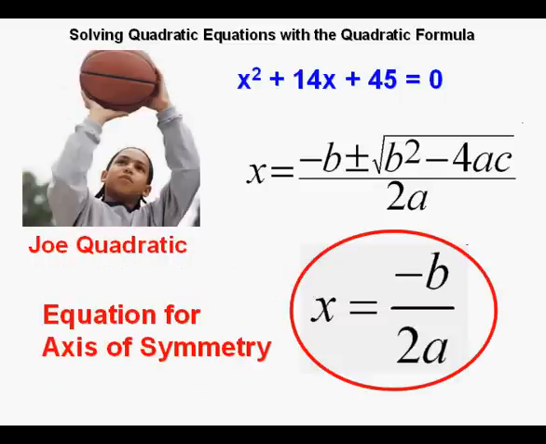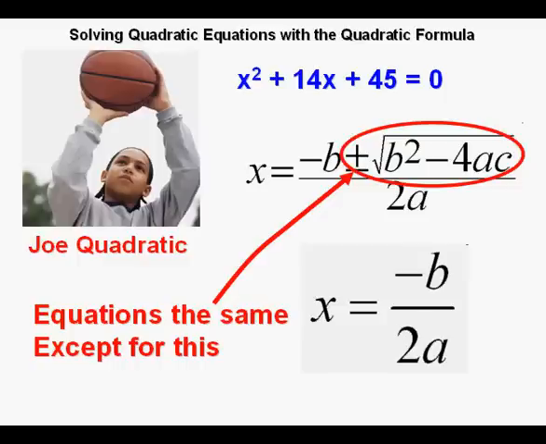You might recall working with the equation for the axis of symmetry of the quadratic equation, which is x equals negative b divided by 2a. The quadratic formula is the same as the equation for the axis of symmetry, but with the addition of plus or minus the square root of b squared minus 4ac.